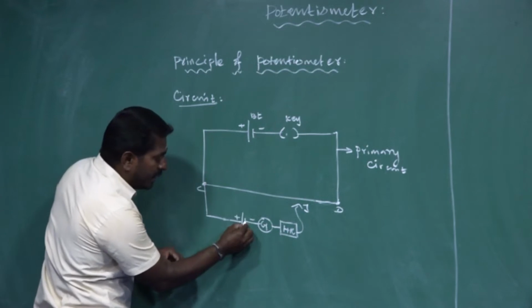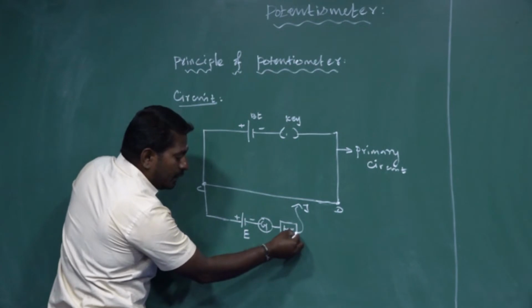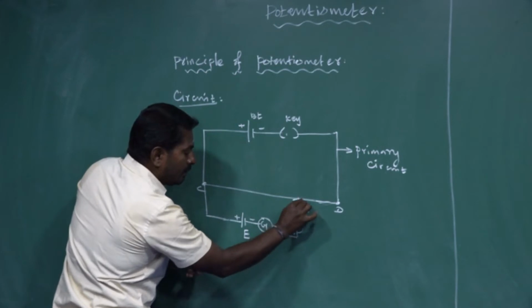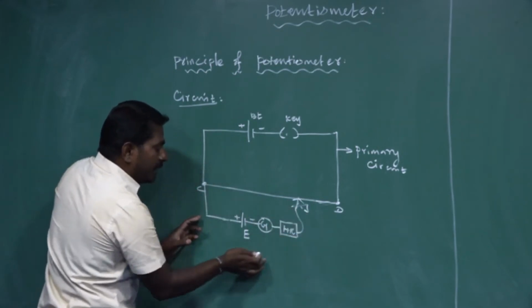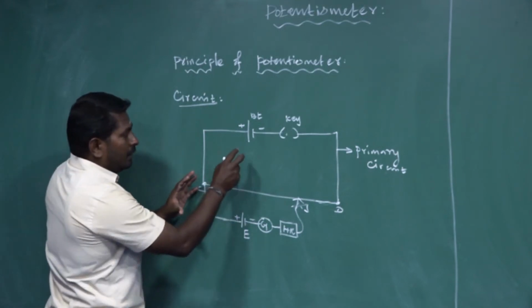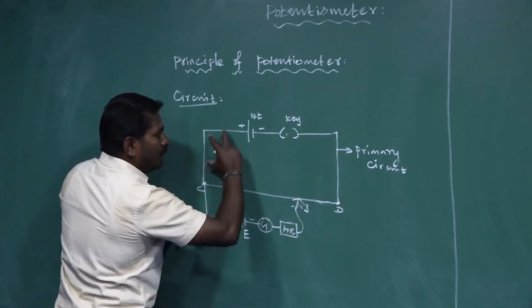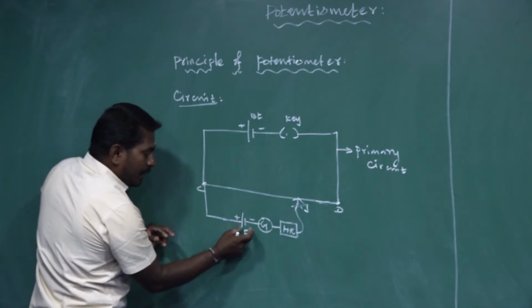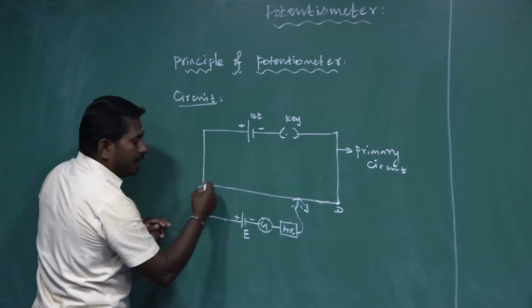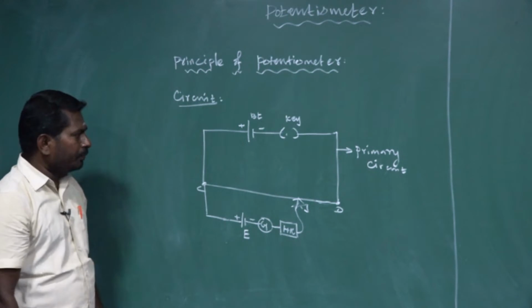The negative terminal of the cell is connected to the galvanometer. The next end of the galvanometer is connected to the high resistance. Then the final end of the high resistance is connected to the metal jockey. So this forms a secondary circuit. So in the potentiometer instrument, the battery, key and potentiometer wire CD form the primary circuit. Then the other primary cell, galvanometer, high resistance and metal jockey form the secondary circuit. Now we are going to see the principle of potentiometer.